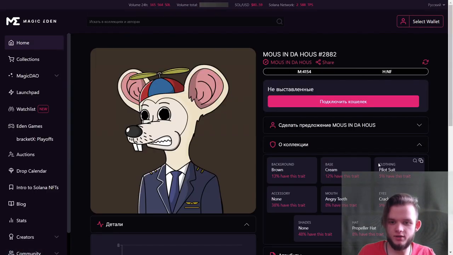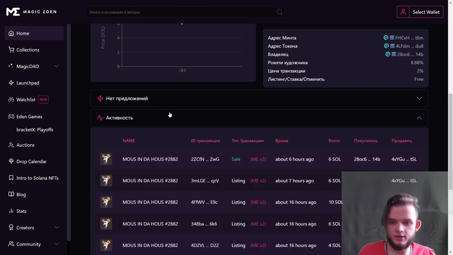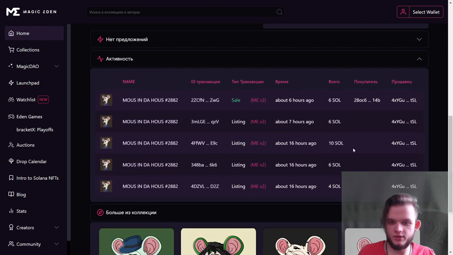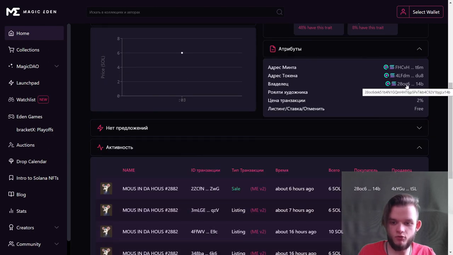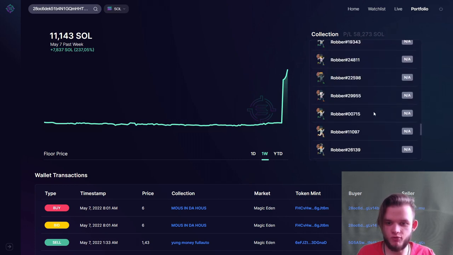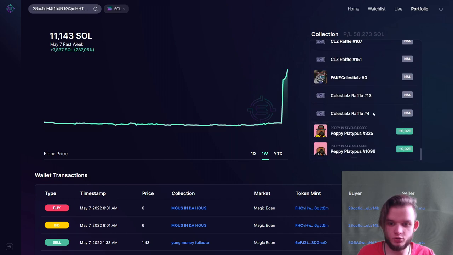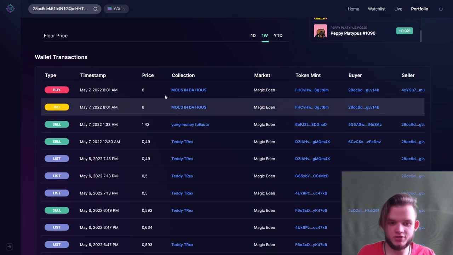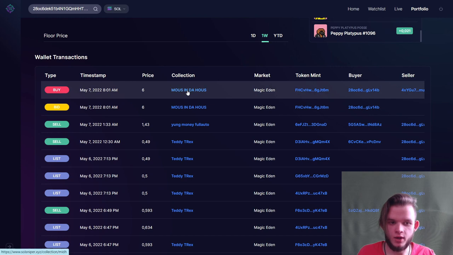So we go in here and look at the activity, and we look at who bought it for 6 Solana. Here's a buyer, here's an owner now. We click on it and copy the address, and we go into Sol Sniper. We click on the portfolio and paste his address in here. We can see exactly his balance in Solanas. We can see his NFT portfolio, what he's holding right now, but that doesn't really matter. What matters are the transactions in here. So we see he only bought one for 6 Solanas.